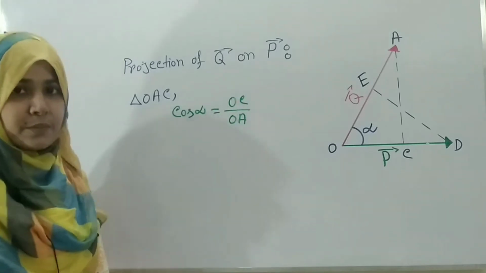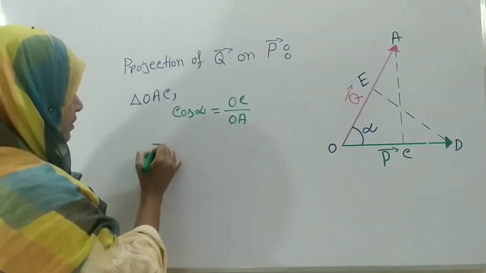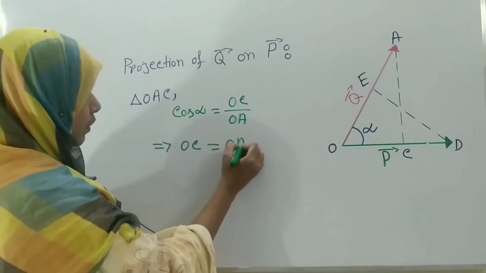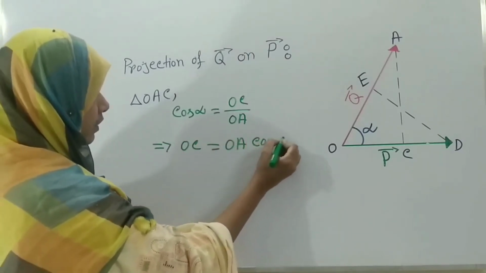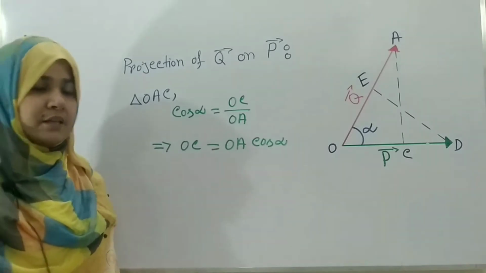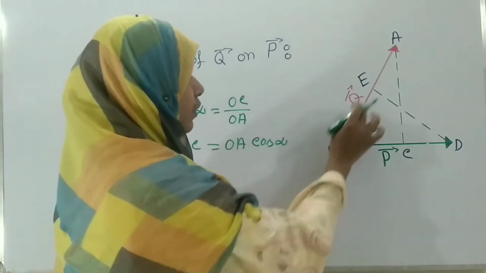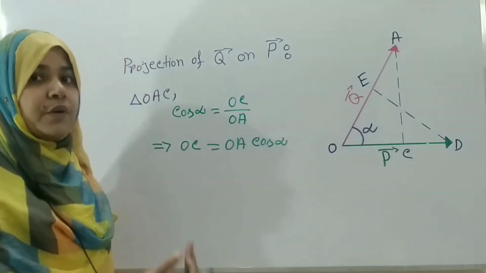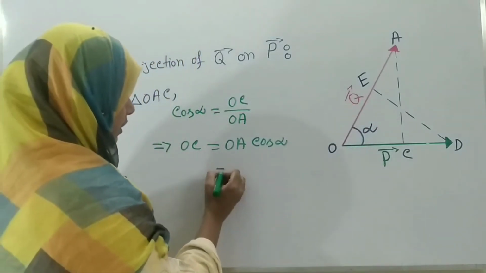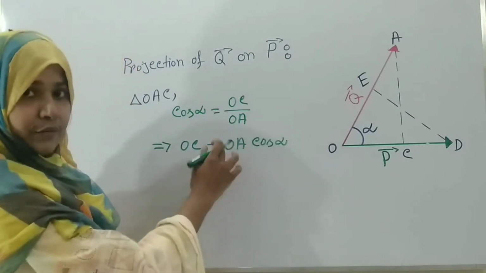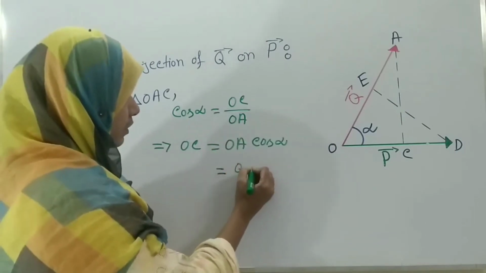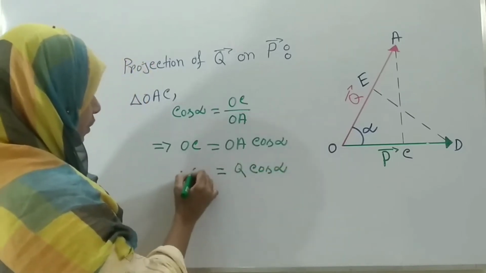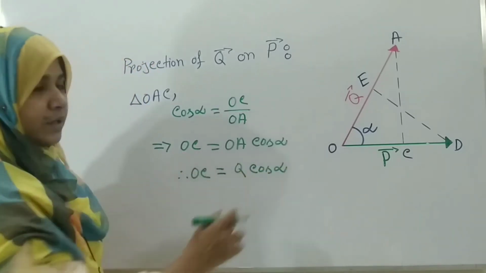Cos alpha equals base by hypotenuse. That means OC equals OA cos alpha. And from the equation you can see that OA means the vector q, or the magnitude of q vector. So instead of OA we can write q cos alpha, that is OC equal to q cos alpha.